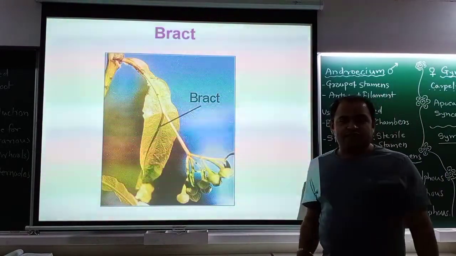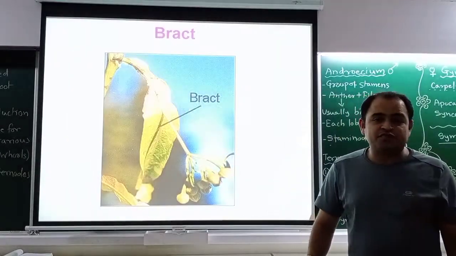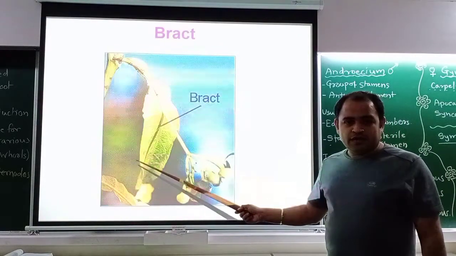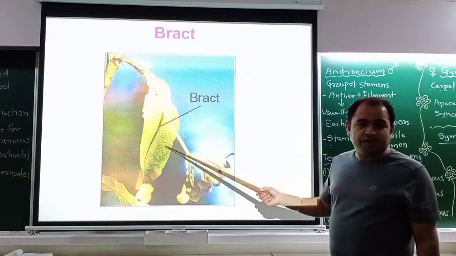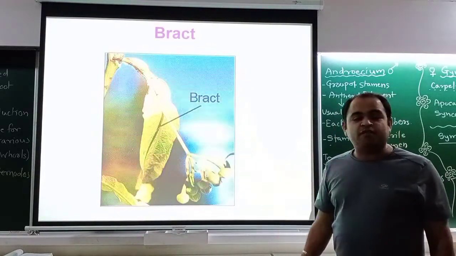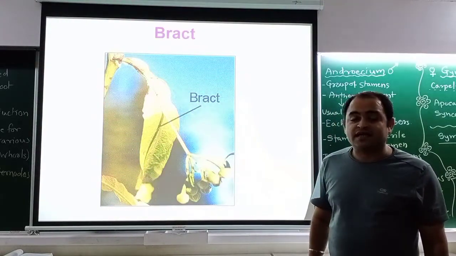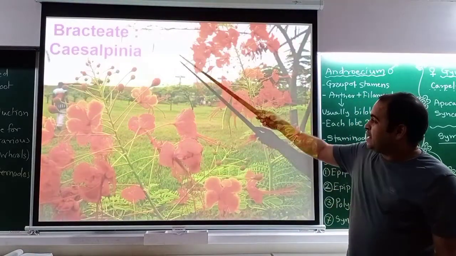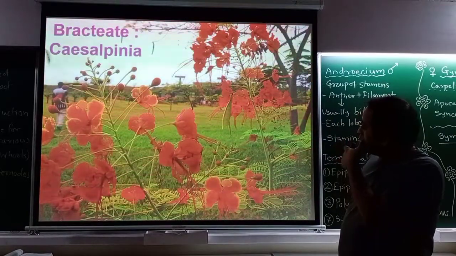The bract is present. This particular bract is quite bigger by size, so purposely I am showing this particular bract. This is green by color, and easily you can observe venations are present. So this is bract, and the flower with the bract is called bracteate, and a flower without bract is ebracteate. Bracteate, Caesalpinia. So initially the bracts were present.